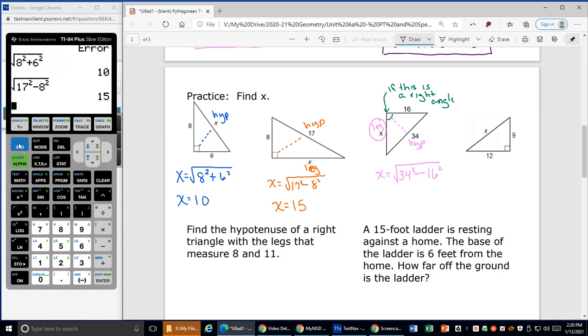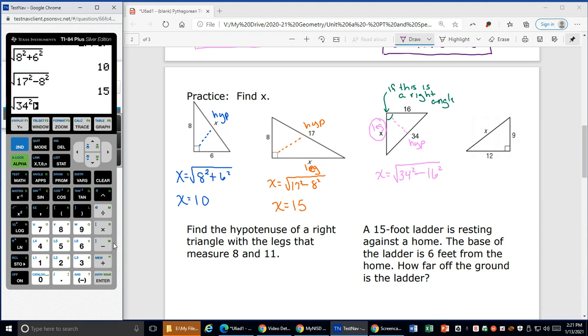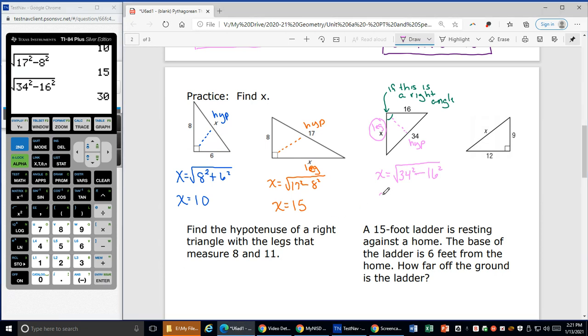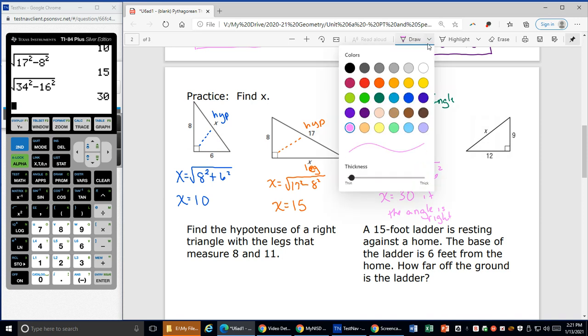Back over here, second x squared gives me my square root symbol. 34 squared minus 16 squared, and when I hit enter, I get 30. So x is 30 if the marked angle is right. So x is only 30 if this angle is right, which it didn't tell me it is, so I can't say for sure that it is.